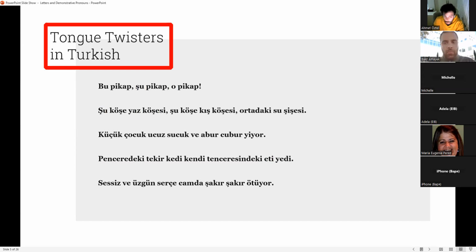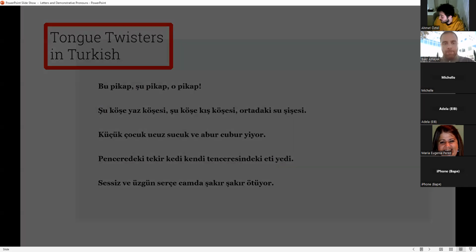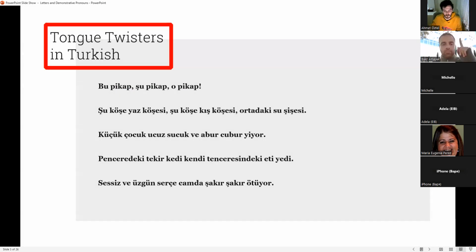Is there anyone who wants to maybe try one of these tongue twisters? Yes, Bakr. I can try it. Bu pickup, şu pickup, o pickup. That's the first one. Bravo. Şu köşe yaz köşesi, şu köşe kış köşesi, ortadaki su şişesi. Bravo.